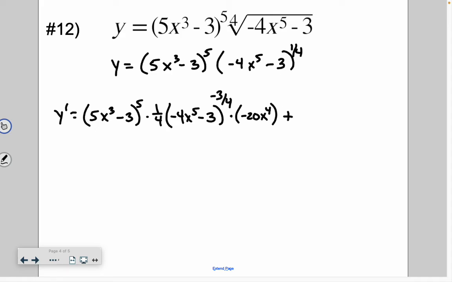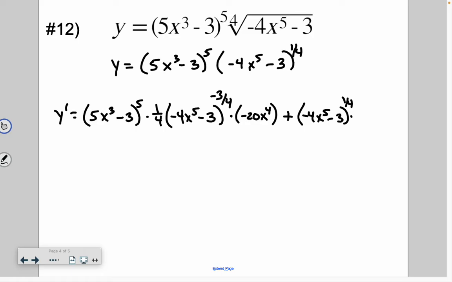Plus the second factor that we have here, negative 4x to the 5th minus 3 raised to the 1/4 power, times the derivative of the first one, which in this case is another chain rule. It turns out to be messy again. Not as messy because we don't have the fractions, but it's another chain rule one. I'm going to put that just down below because I'm running out of space here.